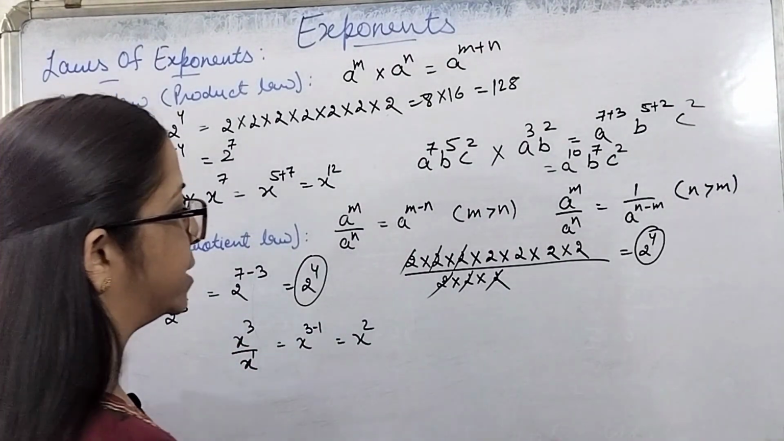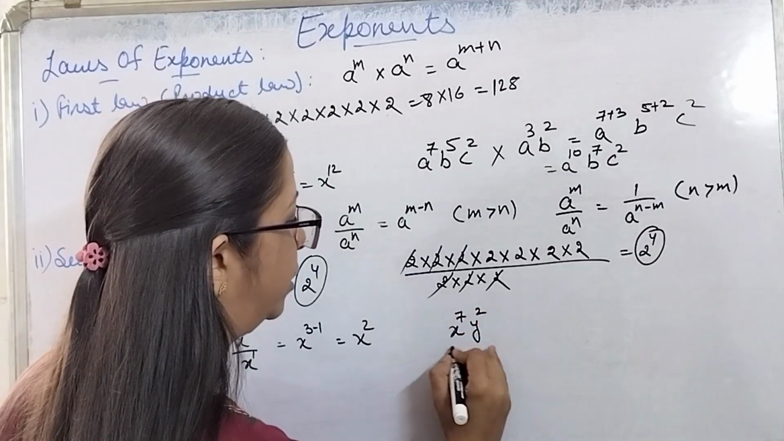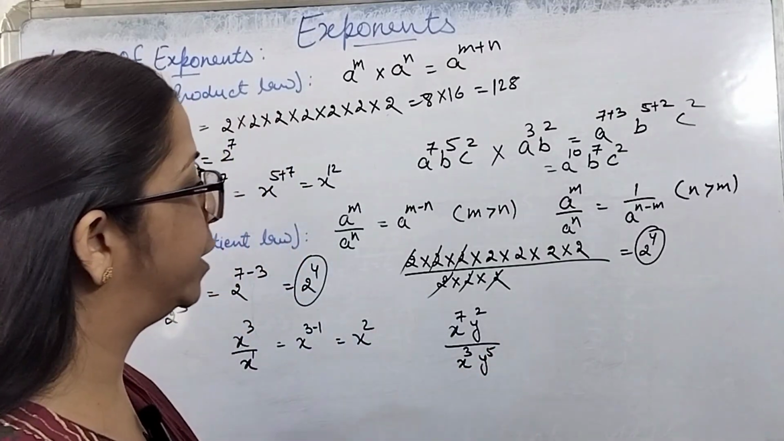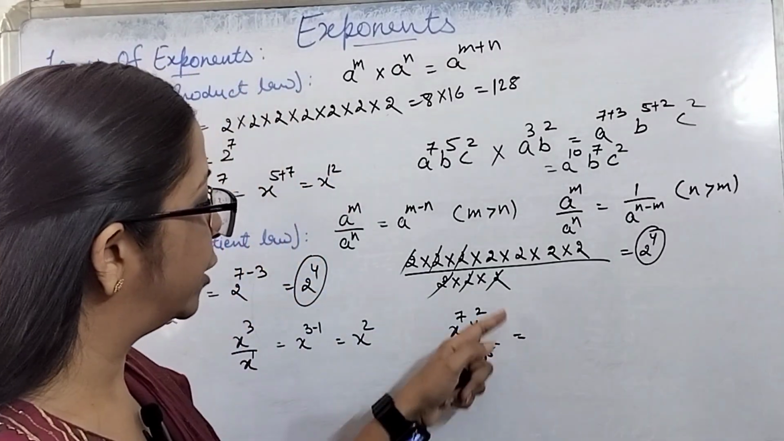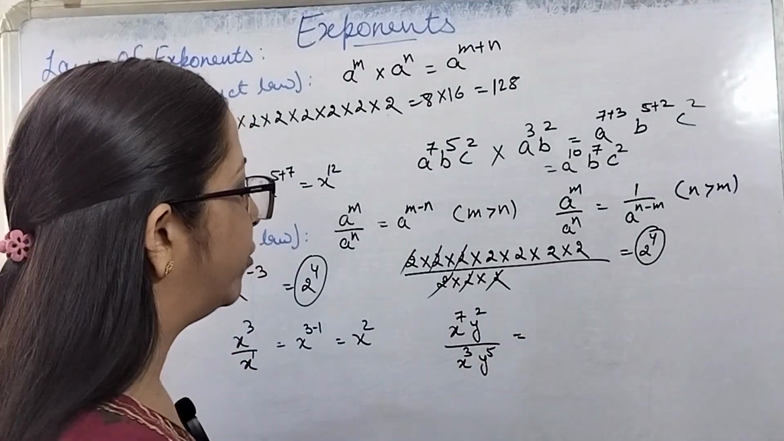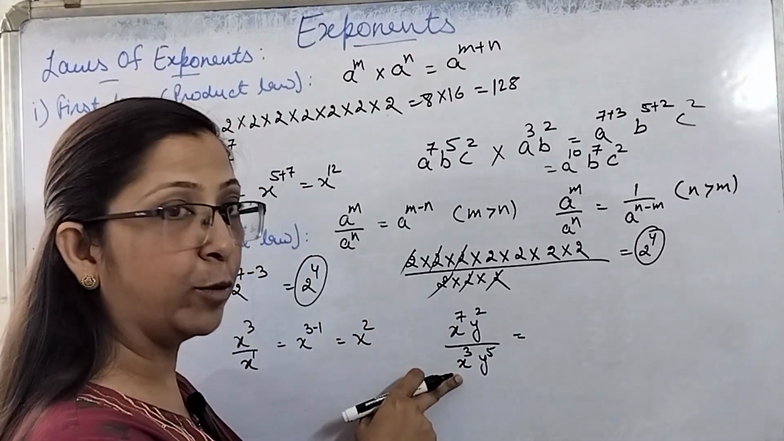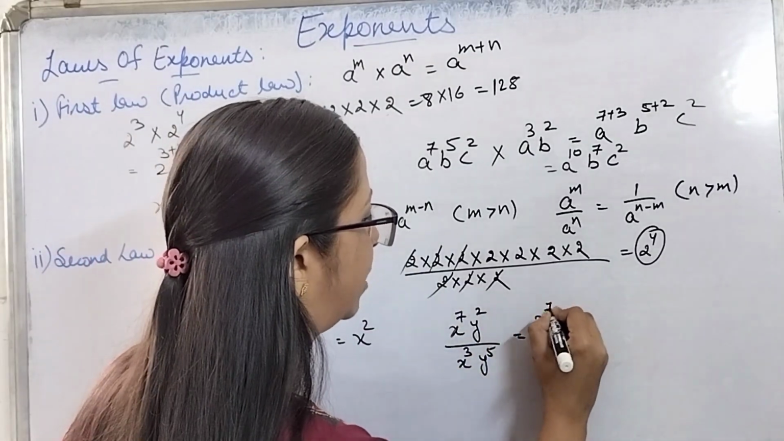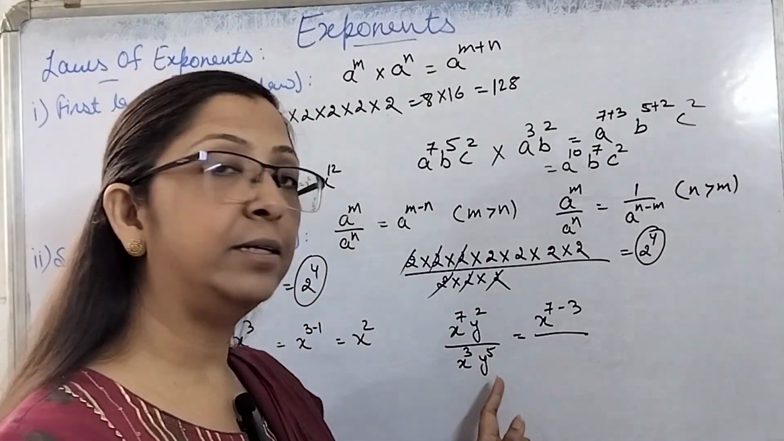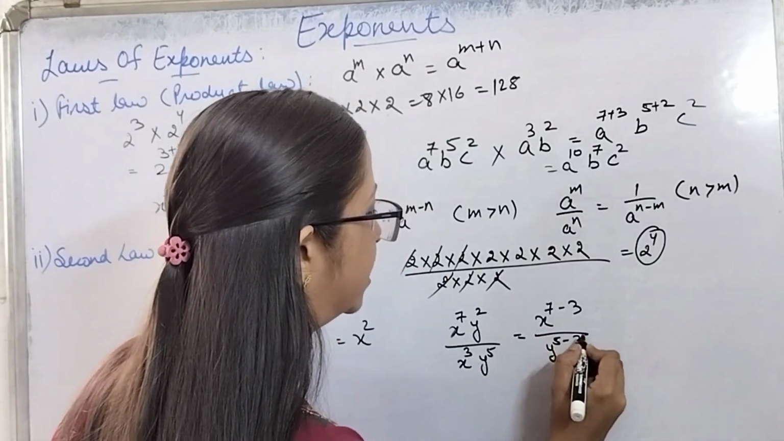Or if your number is x raised to the power 7, y raised to the power 2 divided by x raised to the power 3, y raised to the power 5. Now over here what we can see is, in the numerator the bases are x and y, in the denominator also the bases are x and y. So here in the numerator the power of x is greater than that of the denominator, so we will be writing x raised to the power 7 minus 3. But the power of y is greater in the denominator. So in the denominator we will be writing y raised to the power 5 minus 2.